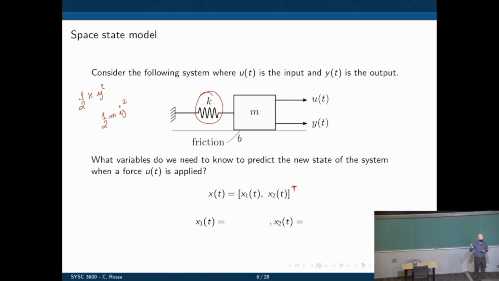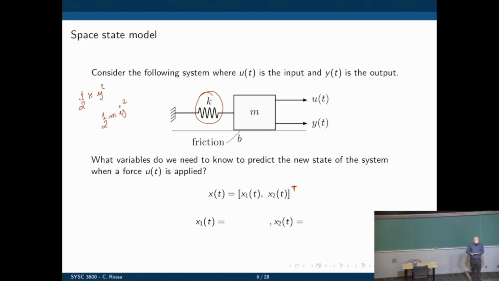So 2 variables for this system, and this again would make sense because if you write a differential equation for this, we would have a second order differential equation, m x double dot plus b x dot plus k x equals u. It's a second order differential equation, and you're going to replace that second order differential equation with 2 first order differential equations. So we need 2 independent variables. All right, so everything so far makes sense.